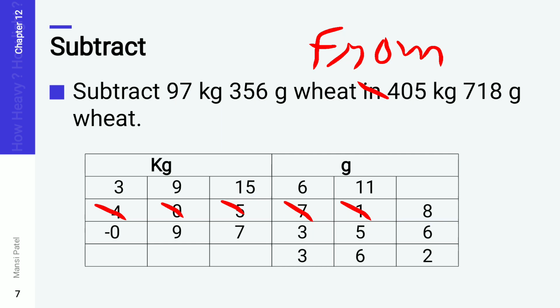Now is it possible to do the subtraction? Yes, it is possible. So 15 minus 7, that is 8. 9 minus 9, 0. And 3 minus 0 is 3. So what is the answer? Your answer is 308 kilogram and 362 grams. Now, these are all examples of addition and subtraction.